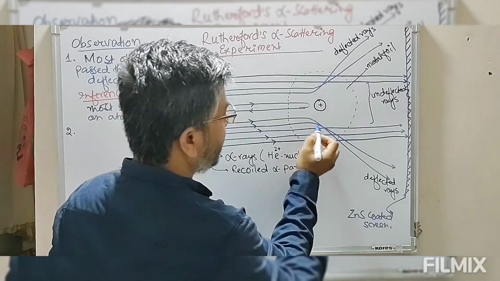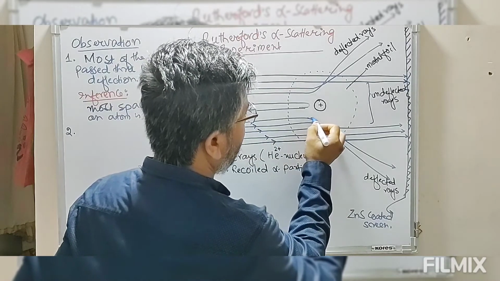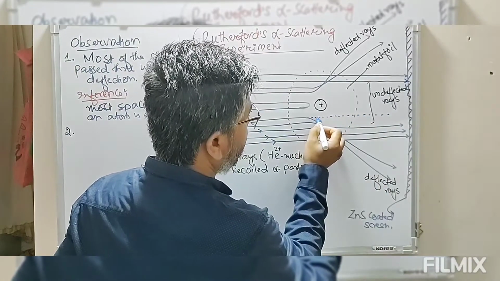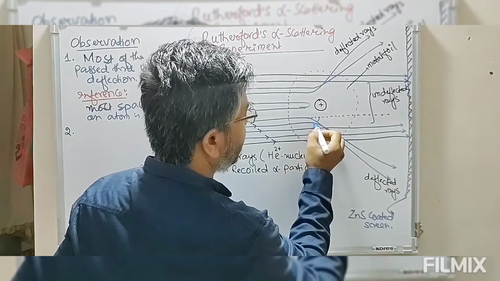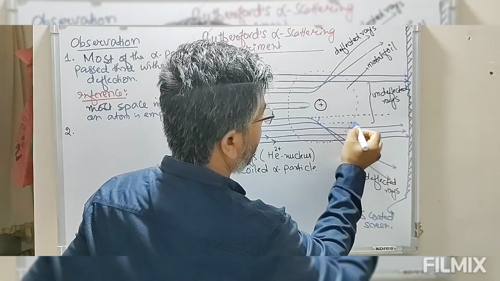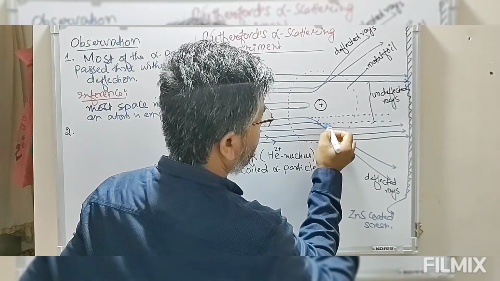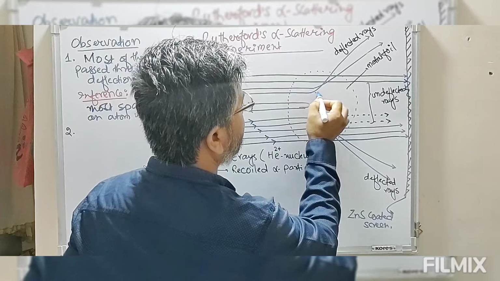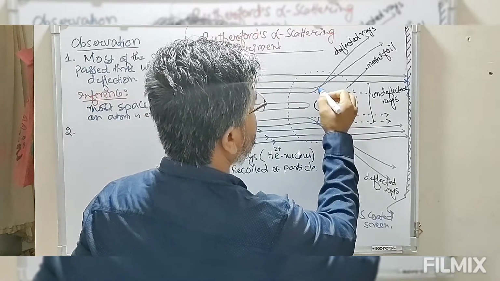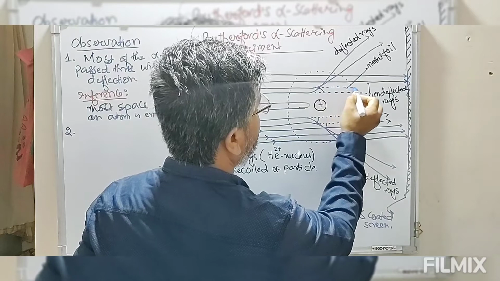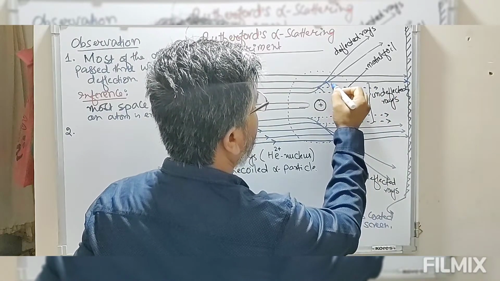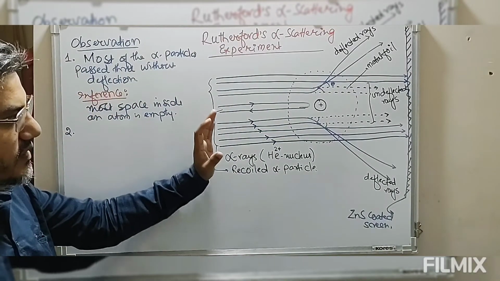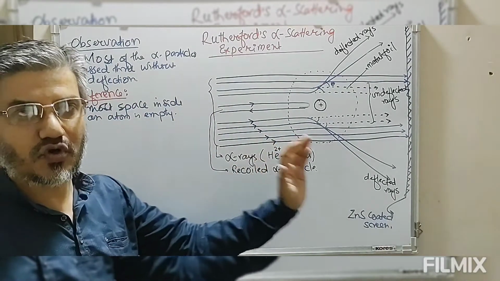Now these alpha particles, after reaching this point, there is a deflection from its normal pathway. Similarly, look at this. This alpha particle is again deflecting by a certain angle theta. So these alpha particles are found to deflect by some angle theta. So there are a few alpha particles which are found to deflect from their normal pathway.